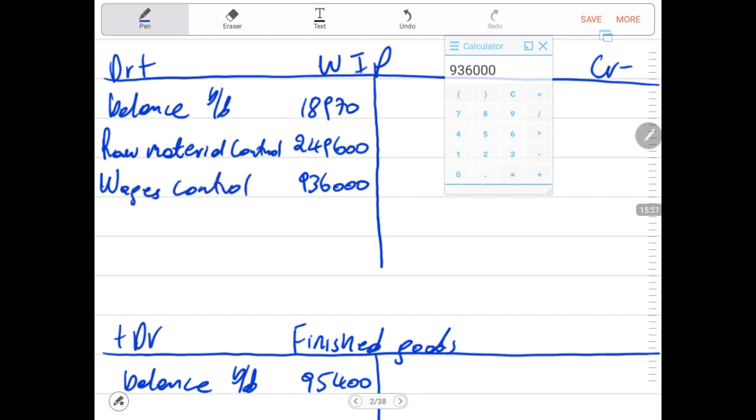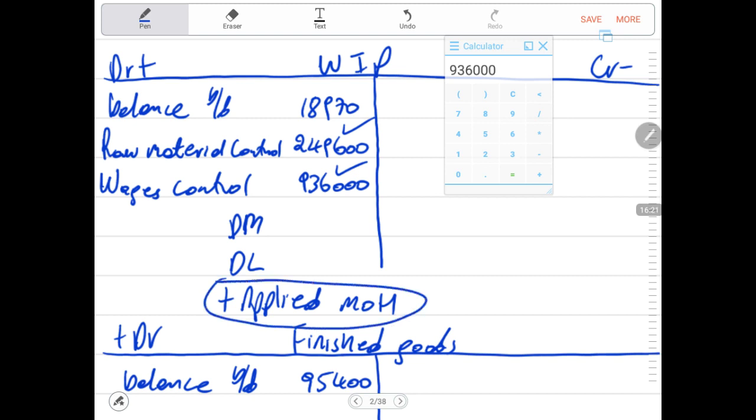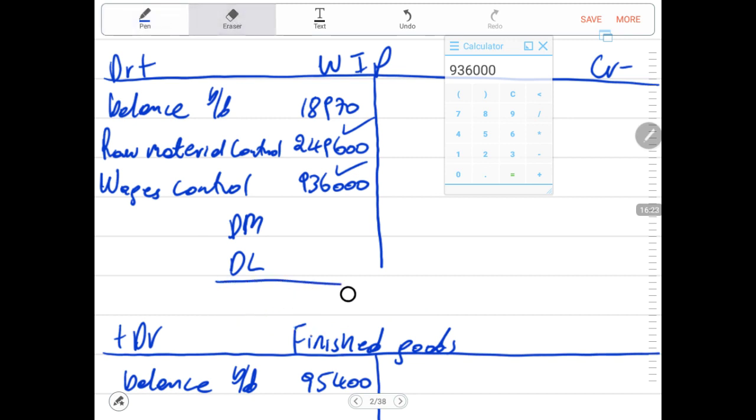Remember, the cost of production is direct material, direct labor, plus applied overheads. I want to highlight the fact that it is plus applied manufacturing overheads. This is what we want. We do have direct material during the year. We do have direct labor. Then what else do we need? We need to add our applied manufacturing overheads.